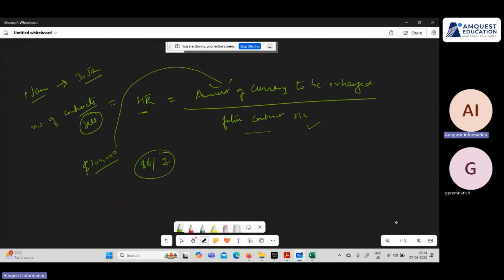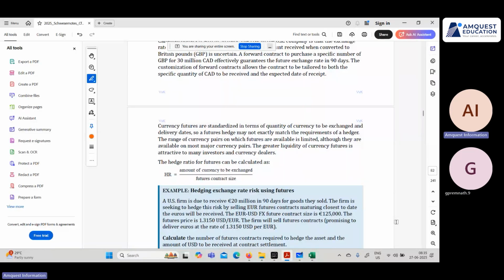Is that okay? So it says a US firm is due to receive 20 million euros in 90 days for goods they sold. The firm is seeking to hedge this risk by selling euro futures. So obviously, when he is going to receive this, he is also going to sell euro futures. Basically, whatever he's going to receive, he's going to sell right away. When he sells euro futures, what does that mean?